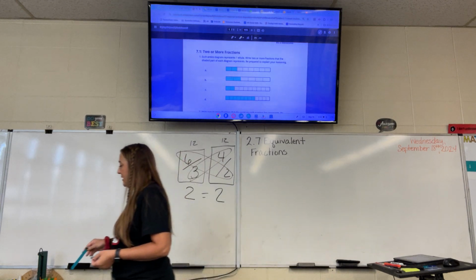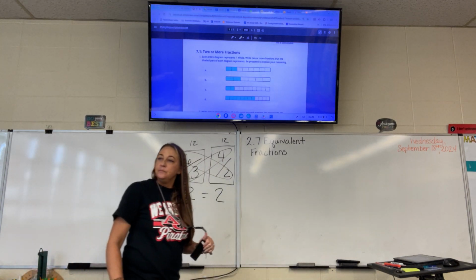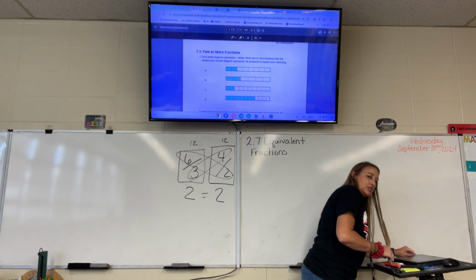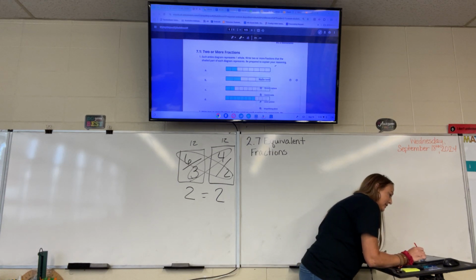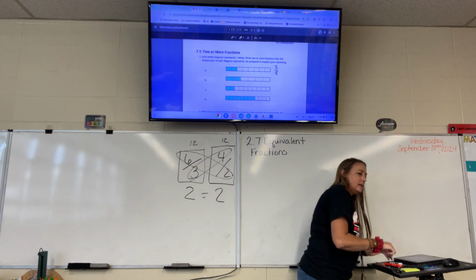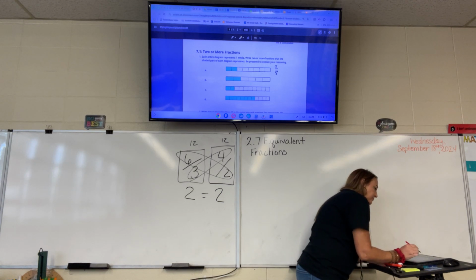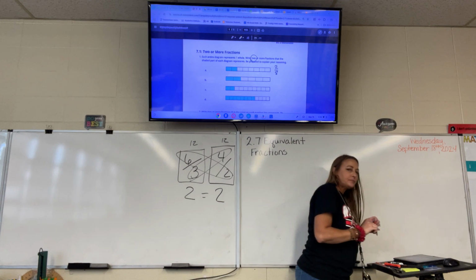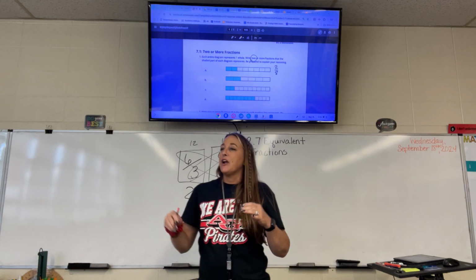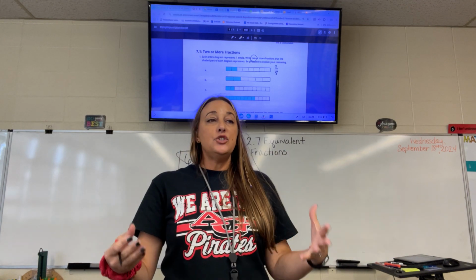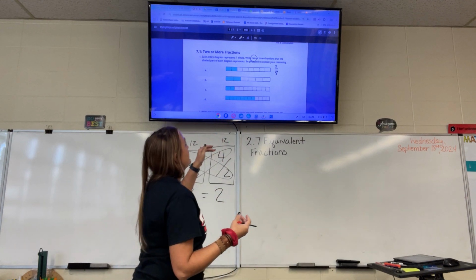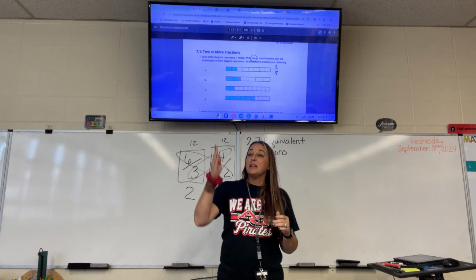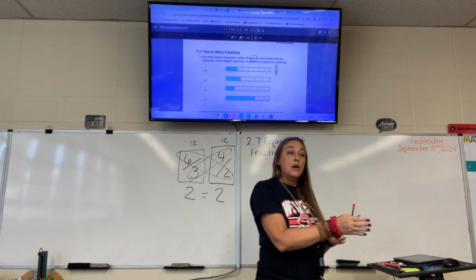Ari, what's shaded on the first one? 2 8ths. So what I want you to do now is write 2 8ths right here next to A. But the directions say write 2 or more fractions. So we need a fraction that equals 2 8ths, but isn't 2 8ths. So we can do something like splitting them all smaller.